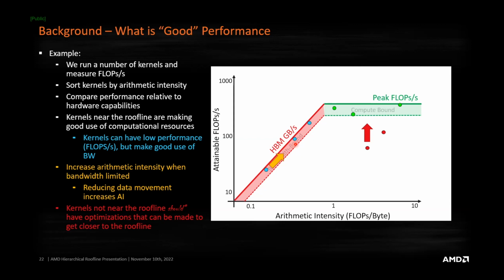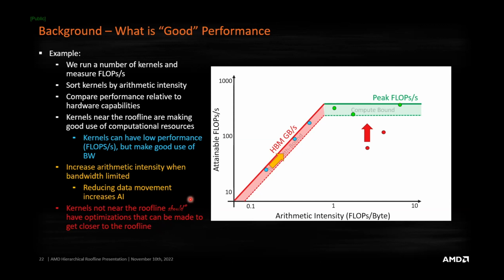And I have this last note here. Kernels not near the Roofline should have optimizations that can be made. And this "should" is in this sort of chiller font, just because, as we'll get into later with the examples, the Roofline plot isn't comprehensive. We're only considering flops and bandwidth on our device.